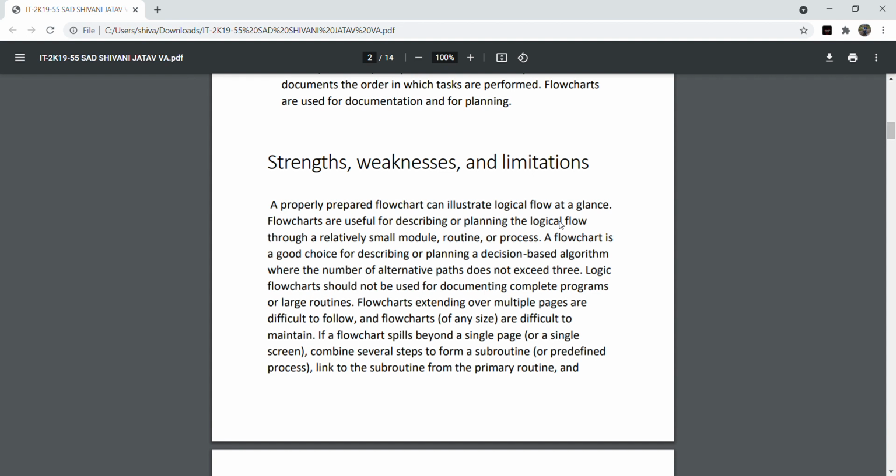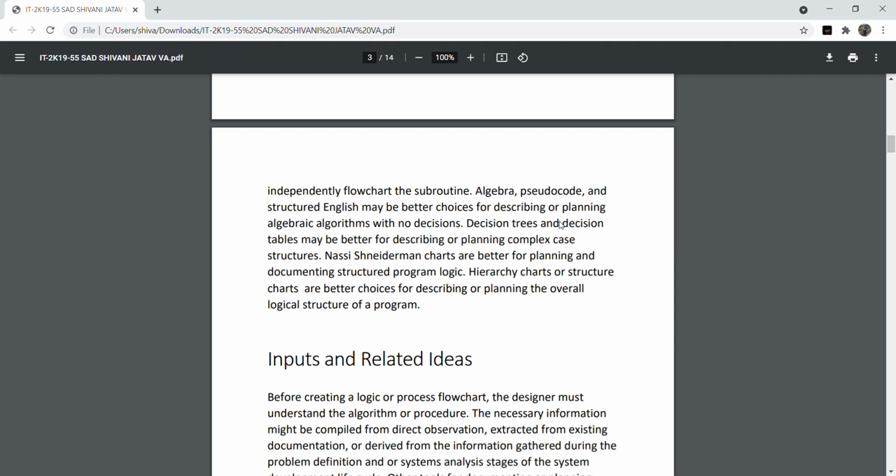Tips: if a flowchart spills beyond a single page or a single screen, combine several steps to form a subroutine or predefined process. Link to the subroutine from the primary routine and independently flowchart the subroutine. Algebra, pseudocode, and structured English may be better choices for describing or planning algebraic algorithms with no decisions. Decision trees and decision tables may be better for describing or planning complex case structures.